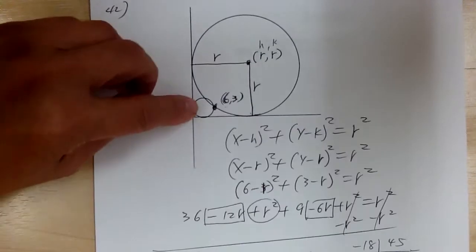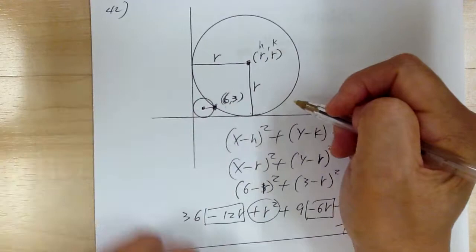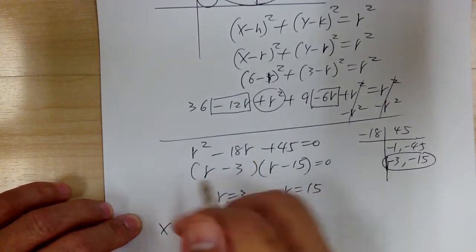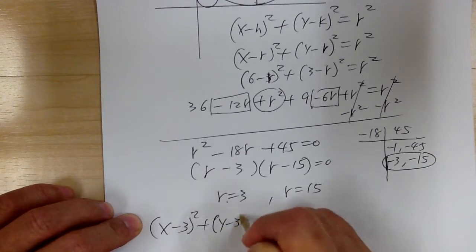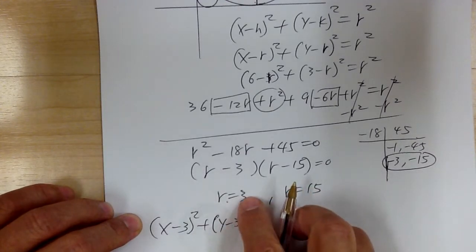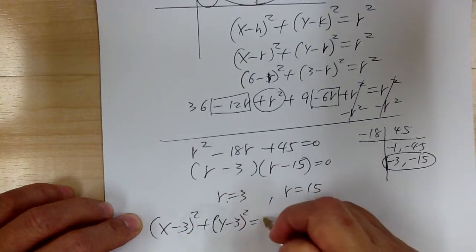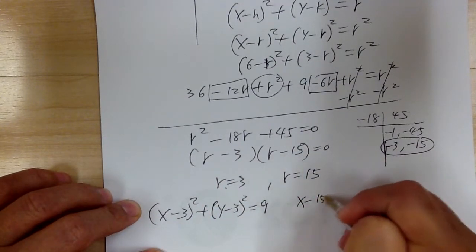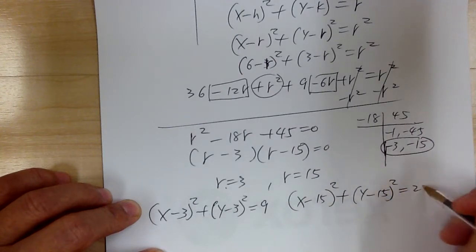So r equal to 3 is this small circle right over here. r equal to 15 is this big one over here. Now since everything is equal to r, for this one you're going to get (x minus 3) squared plus (y minus 3) squared. Remember h, k, and r are all the same. So equal to 9, right? So that's for this one. For this one, you're going to get (x minus 15) squared plus (y minus 15) squared equal to 225.